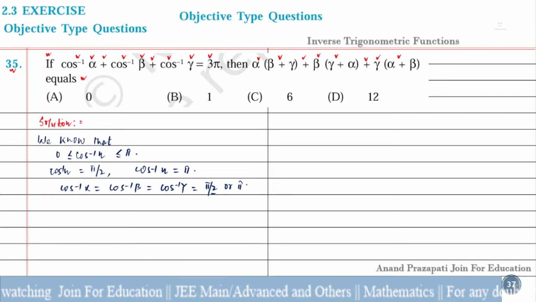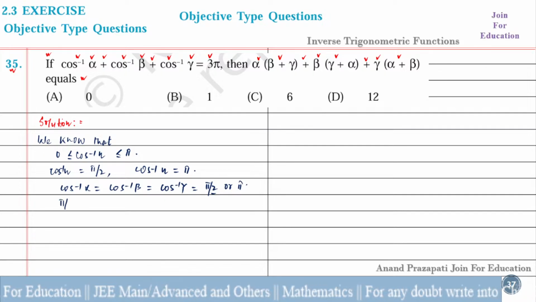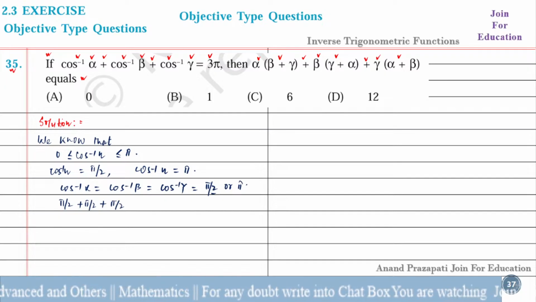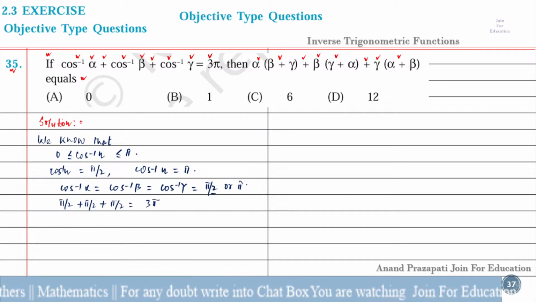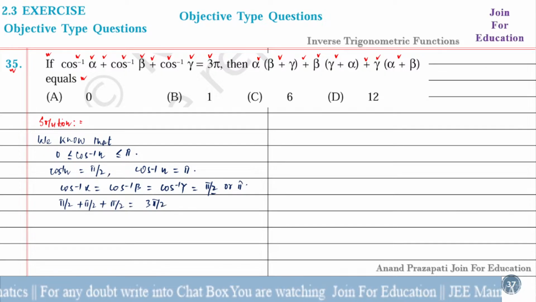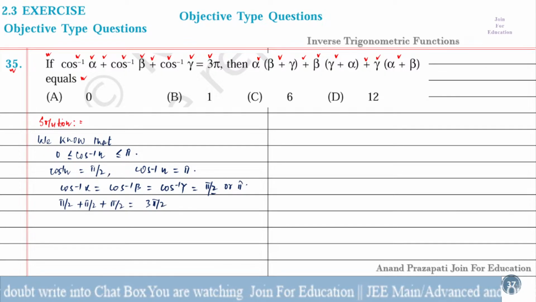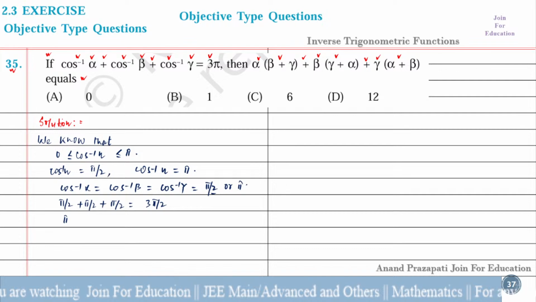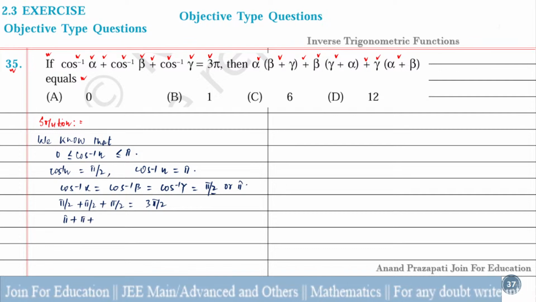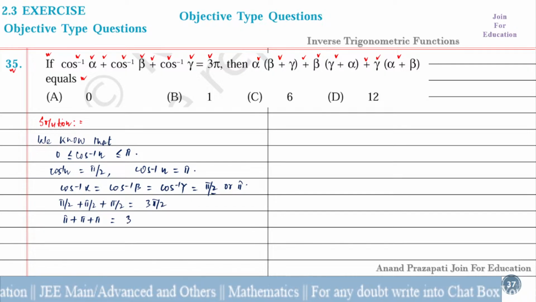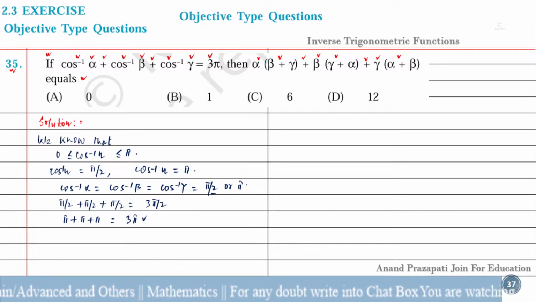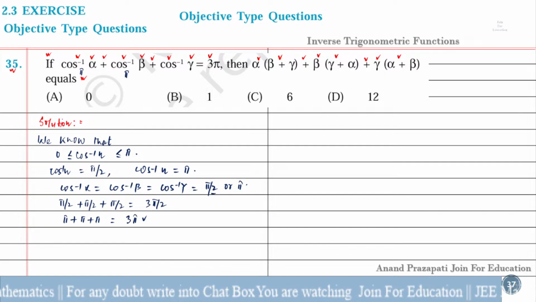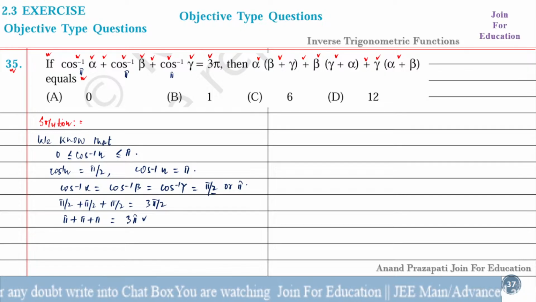When we suppose each is pi by 2, then pi by 2 plus pi by 2 plus pi by 2 equals 3 pi by 2. And when we suppose cos inverse alpha equals pi, cos inverse beta equals pi, and cos inverse gamma equals pi, then we get pi plus pi plus pi equals 3 pi. Therefore, for this question, cos inverse alpha equals pi, cos inverse beta equals pi, and cos inverse gamma equals pi is acceptable.